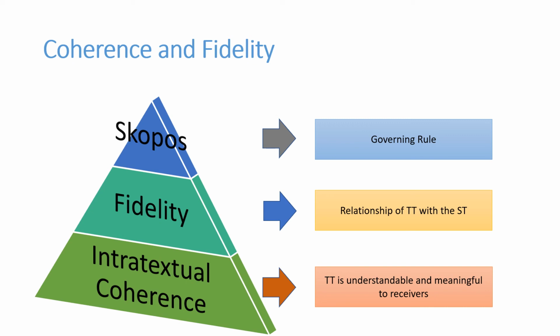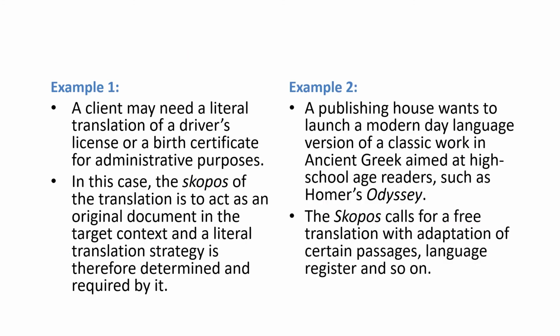And finally, at the base of the pyramid, we have the intertextual coherence. The target text is understandable and meaningful to receivers. It must have some degree of coherence in this case. So we are to be connected to the source text, but just enough to provide that coherence, that intertextual coherence that must be appreciated or found in the target text. So as you can see, we have two examples here, proposed by Christiane Nord herself. I'm taking those from her, adapting those from her.